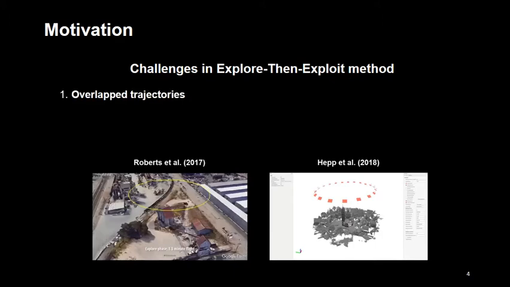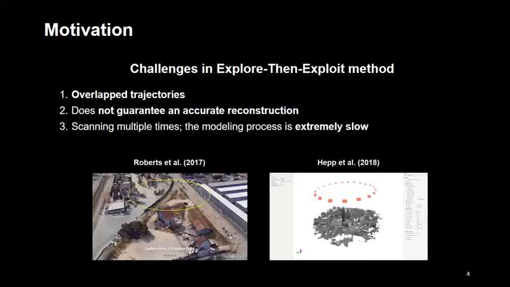First, initial and rescanning trajectories frequently overlap. Second, multiview stereo does not guarantee an accurate reconstruction due to several factors such as textureless scenes, short baseline distance, or occlusions. And the multiview stereo algorithm usually takes a long time to process images.